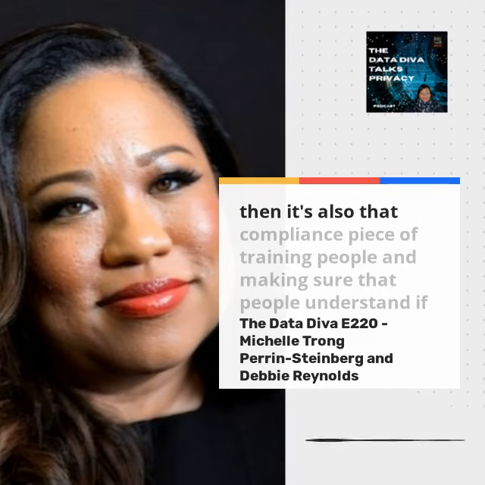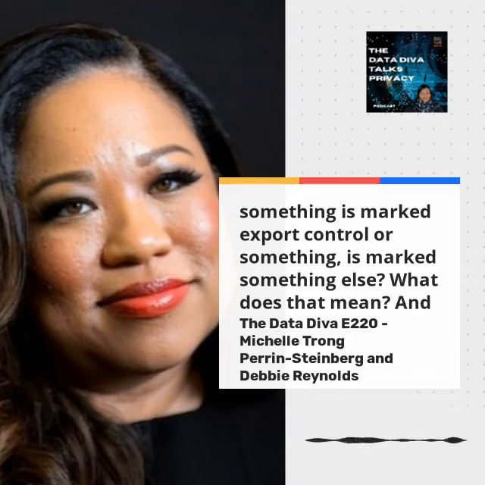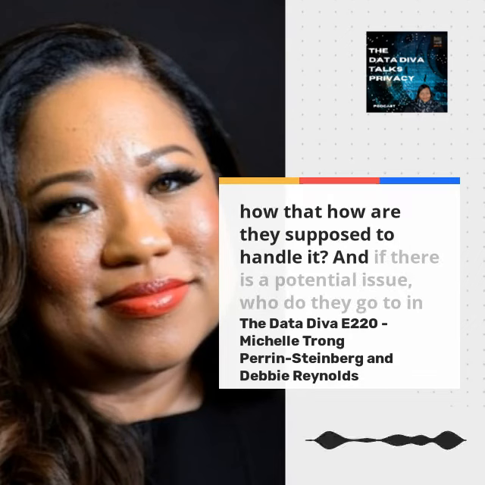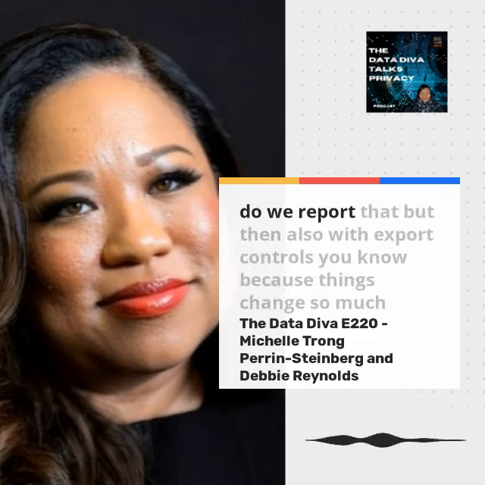And then it's also that compliance piece of training people and making sure that people understand, if something is marked export control or something is marked something else, what does that mean and how are they supposed to handle it? And if there is a potential issue, who do they go to in case something got released to somebody inadvertently? How do we report that?